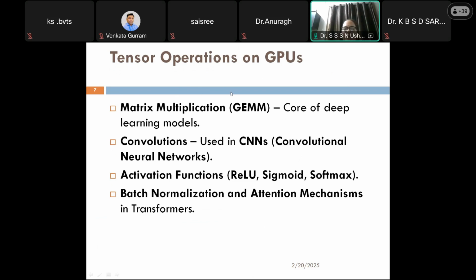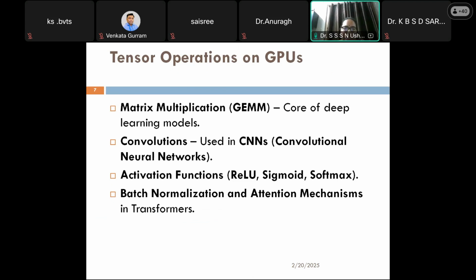These are some sample operations: matrix multiplication. It is the core of the deep learning model. Without matrix multiplication, we cannot perform any learning process. For example, if you consider any neural network, what is the output? Simply the input array multiplied by weights, and that is submitted to the activation function, which performs certain manipulation on the matrix and again produces certain data.